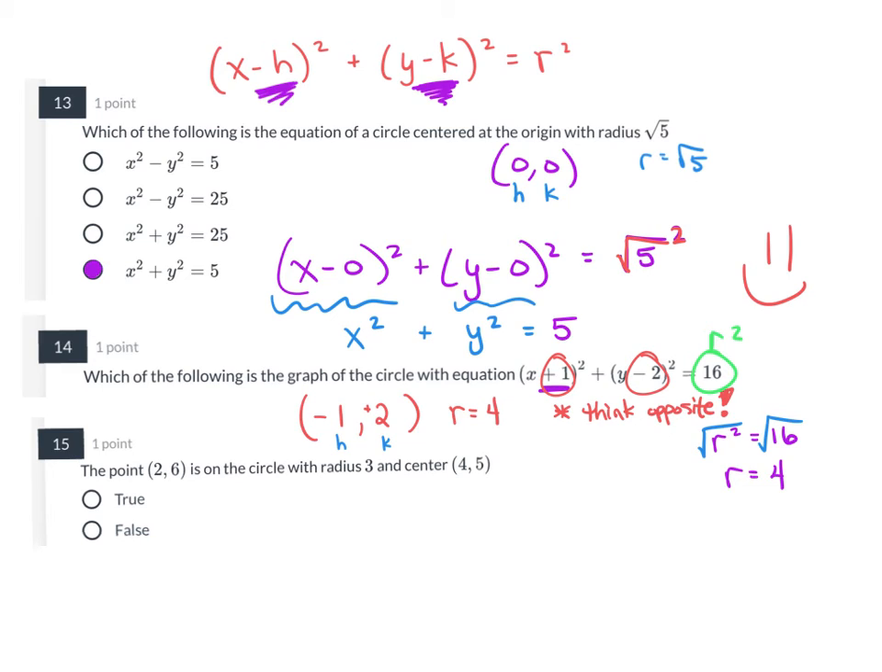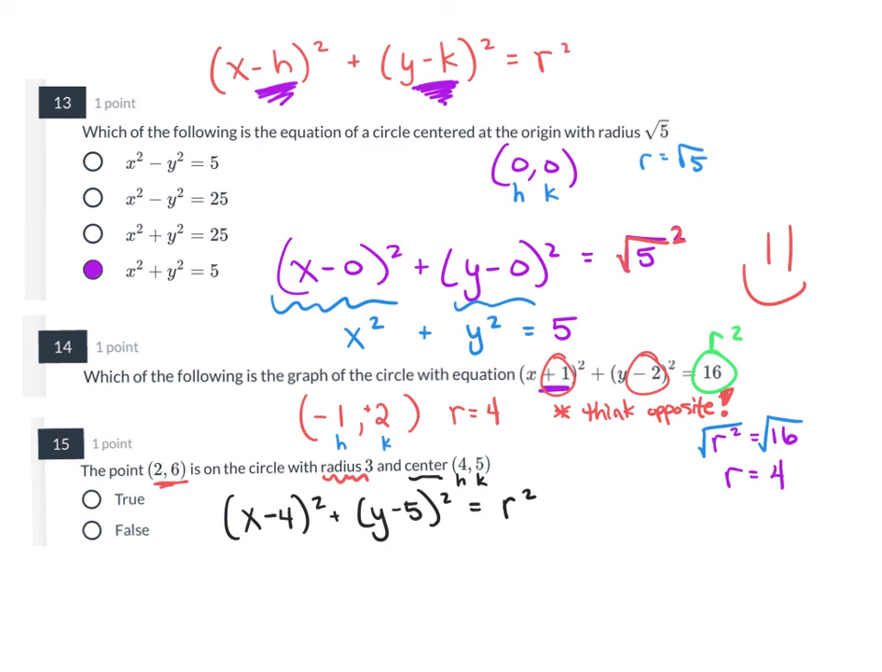Awesome. And then last up, the point 2, 6 is on the circle with a radius of 3 and a center of 4, 5. What is this even asking? Okay, it's true or false. So let's pretend like we don't know the radius. Let's just see what we got going on here. Let's just see what happens. So I've got my equation, x minus h and y minus k, we got them right here, the center. x minus 4 squared plus y minus 5 squared equals the radius squared.